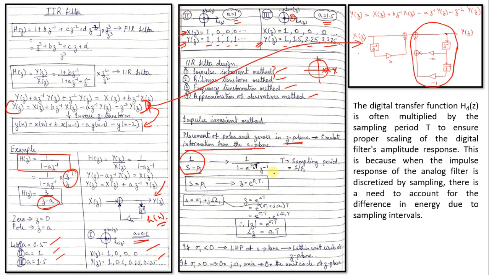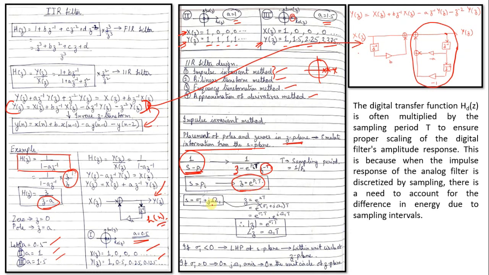The location of the pole over here is s equal to p_i, and in the digital domain it would be z equals e to the power p_i T. How is this coming? Because here we have z inverse. If you multiply both numerator and denominator with z, you get z divided by (z minus e to the power p_i T). So if you equate it, the location of the pole is this one.